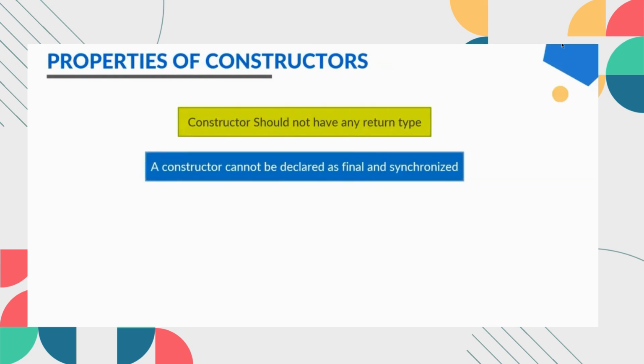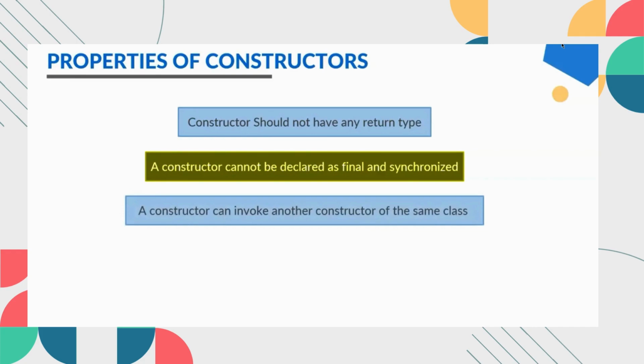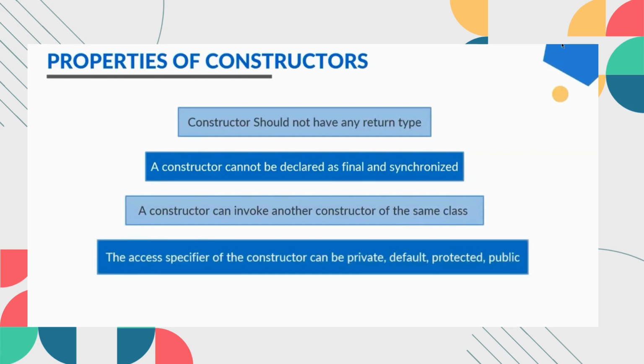It helps us to initialize the data members of a class. A constructor cannot be declared as final or synchronized, and it can invoke another constructor of the same class. That concept is known as constructor chaining. The access specifier of a constructor can be private, default, protected, or public. Private helps in restricting the creation of an instance of the class, that's why we keep it private. Default and protected are also possible, and public is for accessibility.